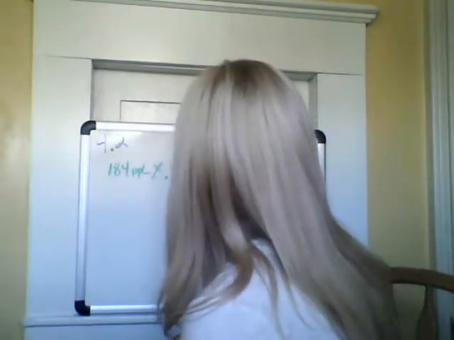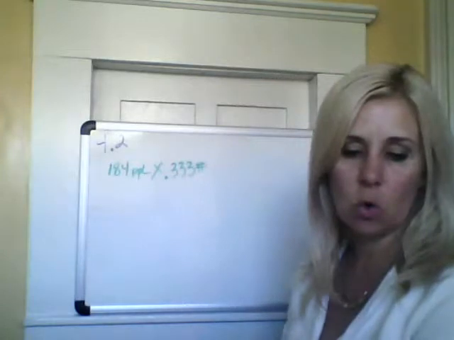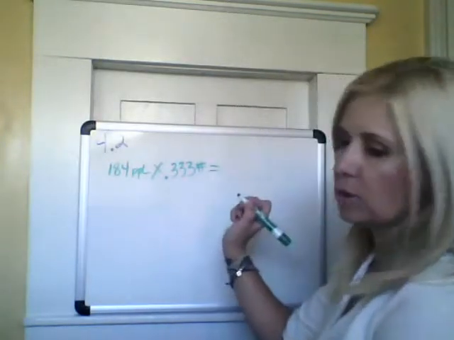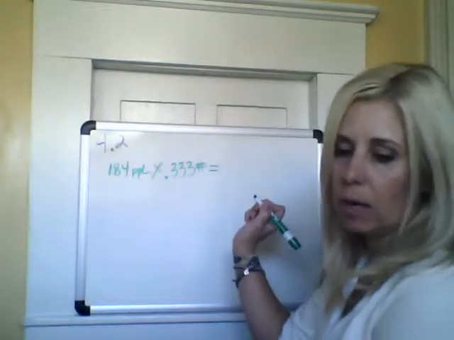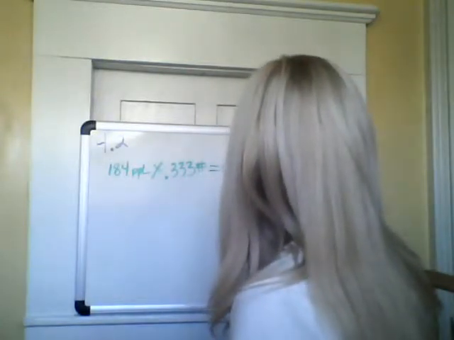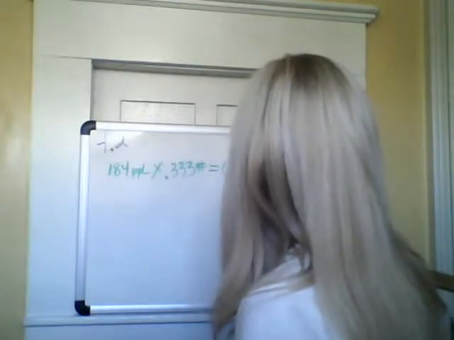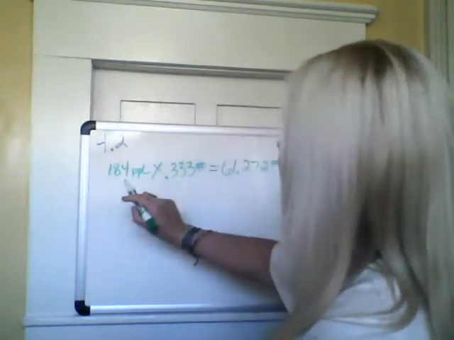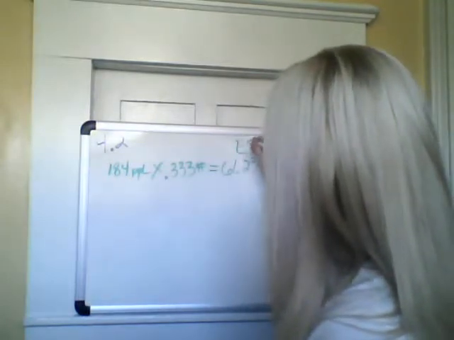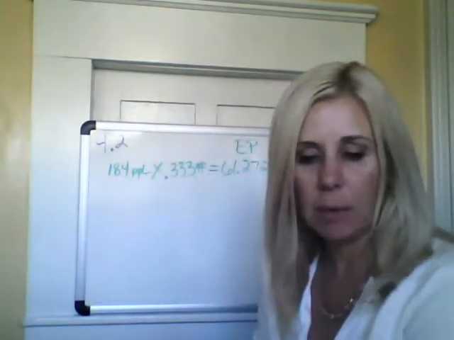So 0.333 of a pound is going to be the portion size. So when we multiply 184 times 1/3 of a pound, or 0.333, we're getting 61.272 pounds. And remember, we said number of people times portion size solves for our EP quantity. So we solved for EP.